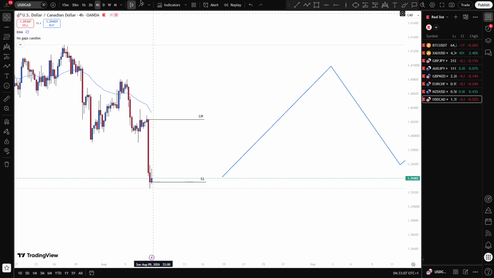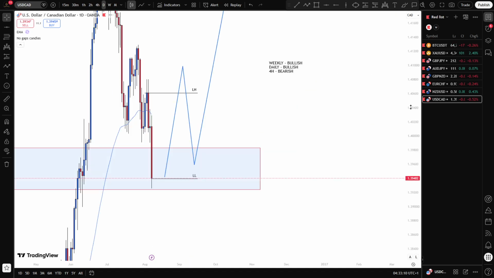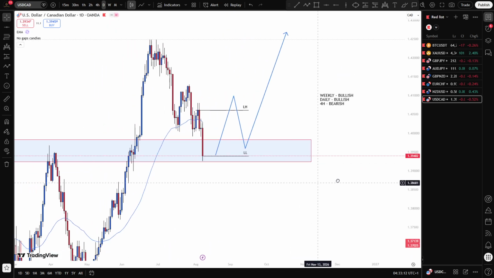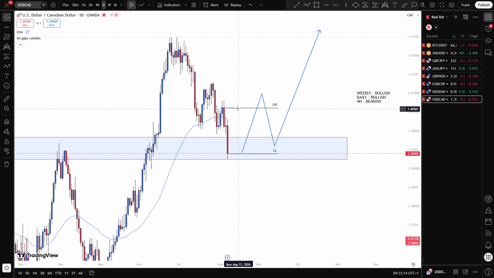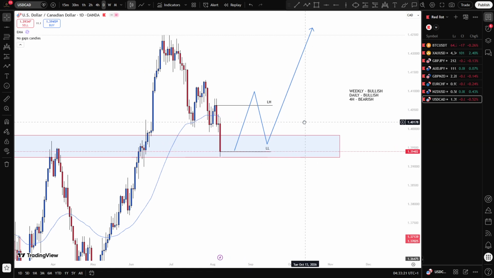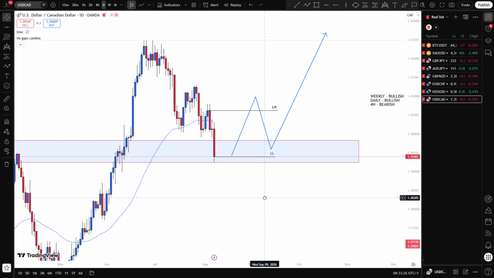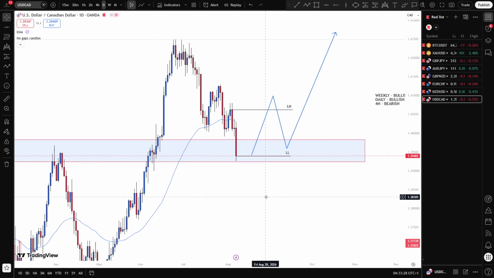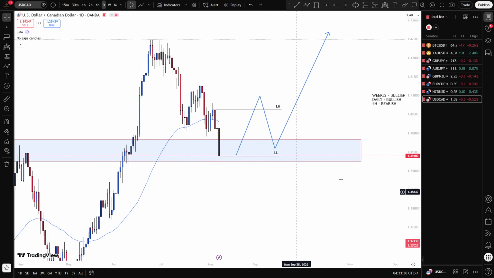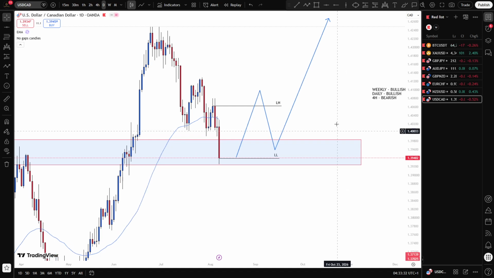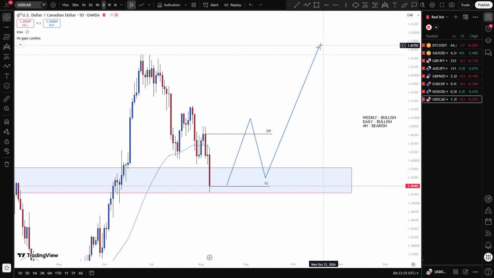Okay, so I just added it here to show you guys what I really mean about waiting for the market on your zone. You don't need to have pressure or to force any trade. Just be patient. Patience is the key in trading. Okay, so that is that.